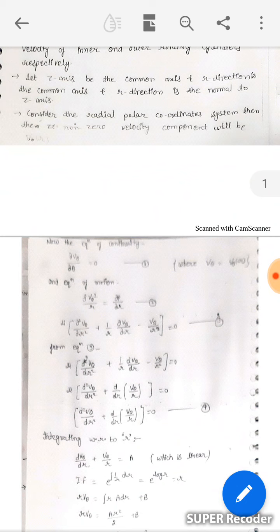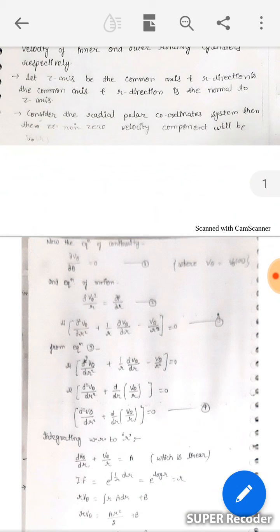The equation of motion is also mu into partial square v theta upon partial r square plus 1 by r partial v theta by partial r minus v theta upon r square, and this is equal to 0. This is our equation number 3. From equation 3 it is clear that the partial differentiation becomes simple differentiation because v theta is a function of r only.